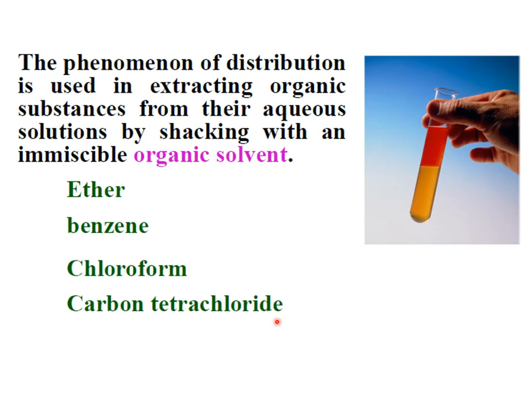And finally, you separate the two immiscible liquids, and from the organic solvent, the material can be separated by a simple vaporization process to obtain the material in pure form. Examples of organic solvents here are ether, benzene, chloroform, and carbon tetrachloride.